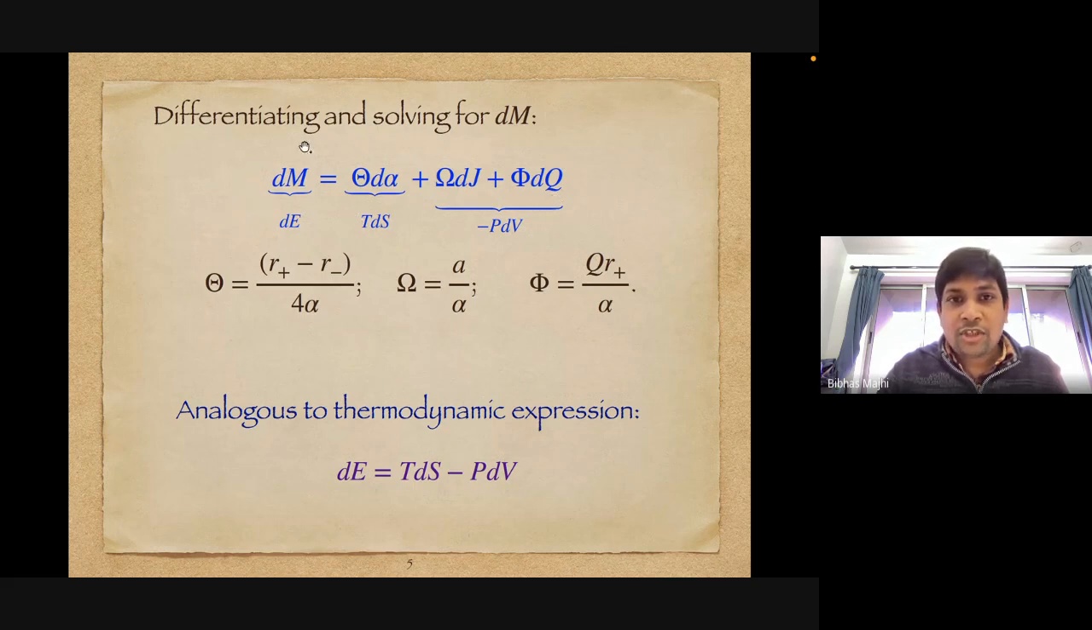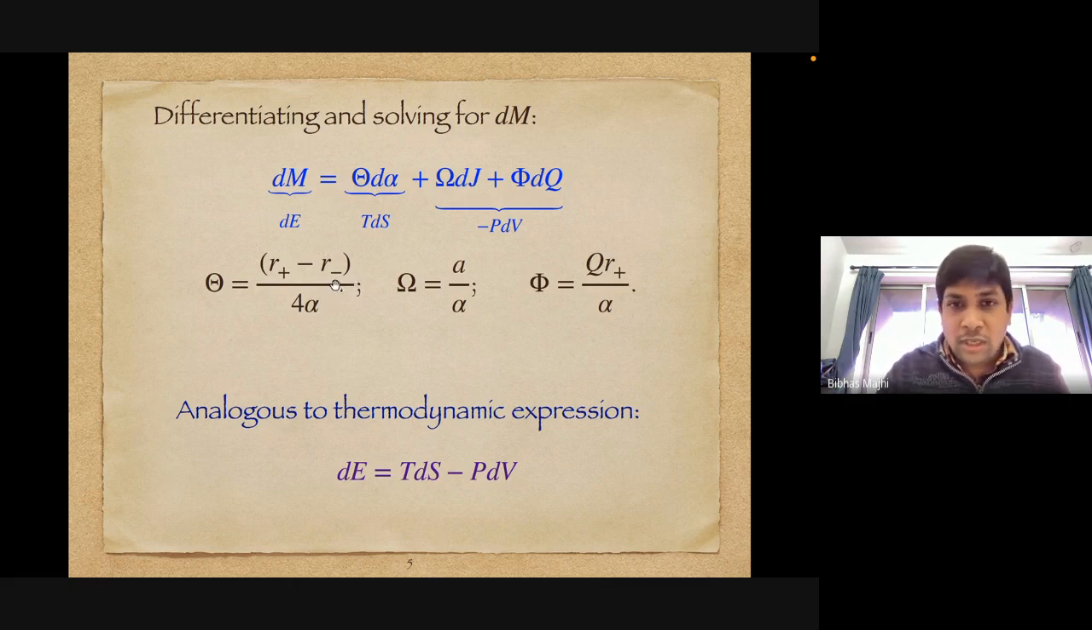This mathematical structure has a very nice similarity with the usual law of thermodynamics, where you can call this a kind of change in energy, this is kind of T dS, and this is kind of work term. So this mathematical structure tells you that you can probably assign some parameters, you can call them temperature, entropy, this kind of thing. But this is completely a mathematical analogy.